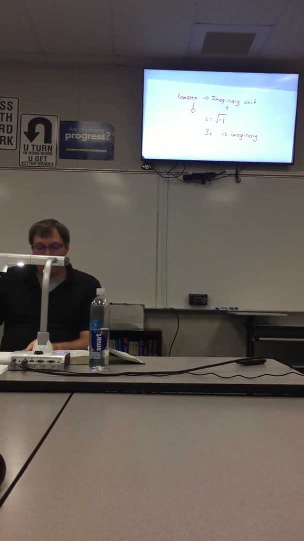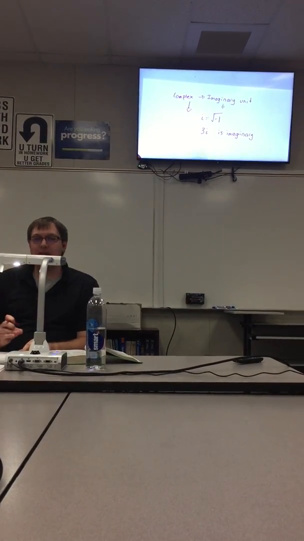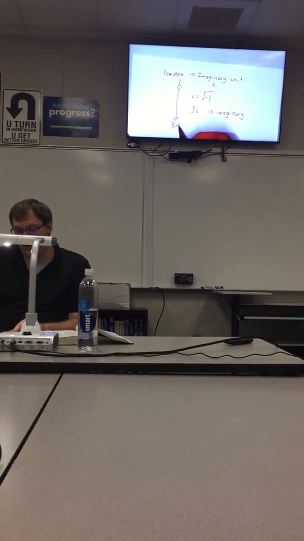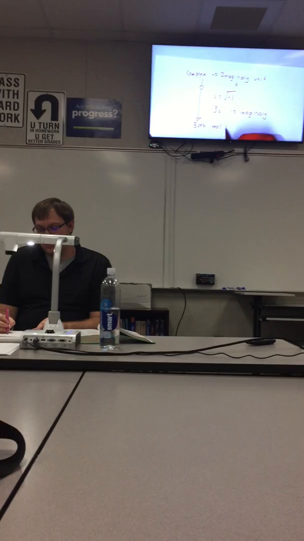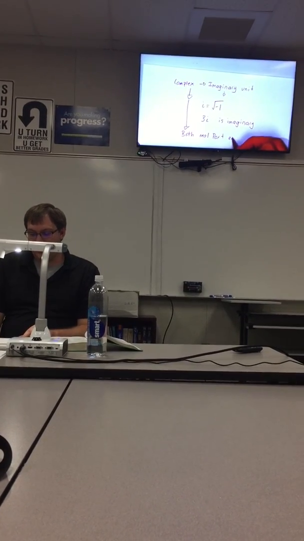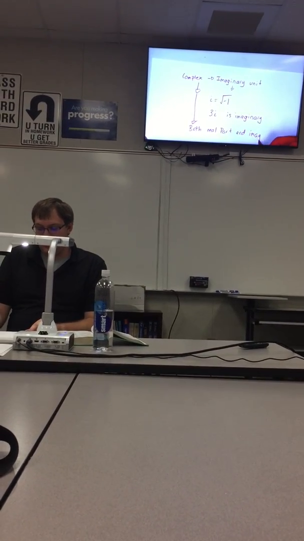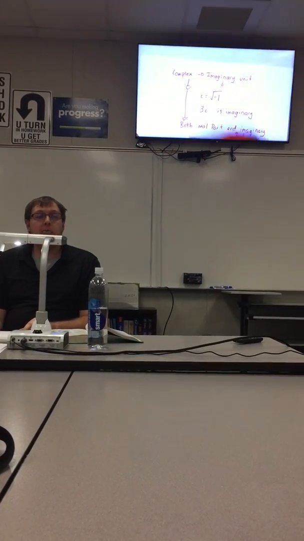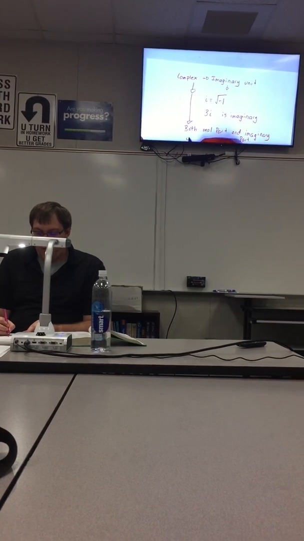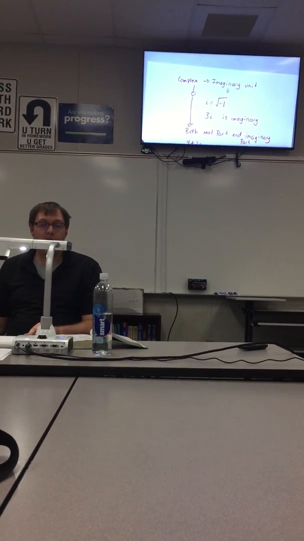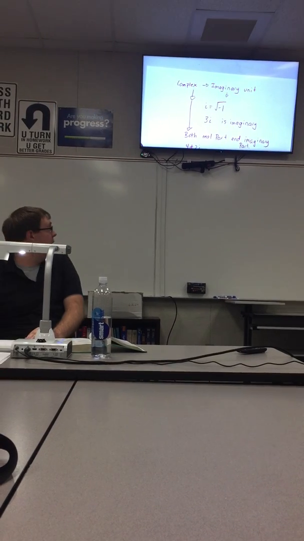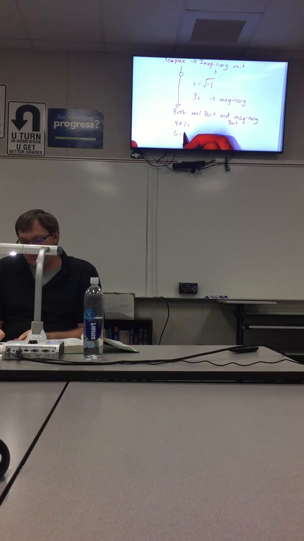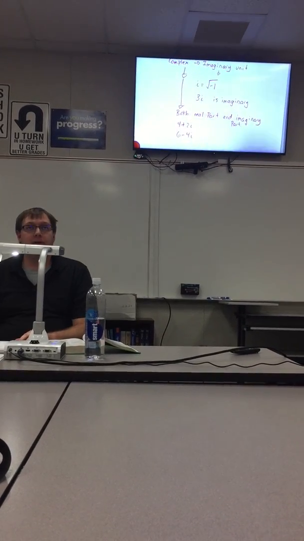Now a complex number goes a little bit more in depth into that. A complex number has both a real part and an imaginary part. So for example, a complex number would be 4 plus 2i. That would be a complex number. Another example would be 6 minus 4i. Those are all complex numbers.